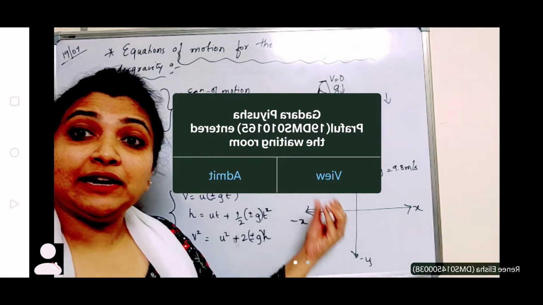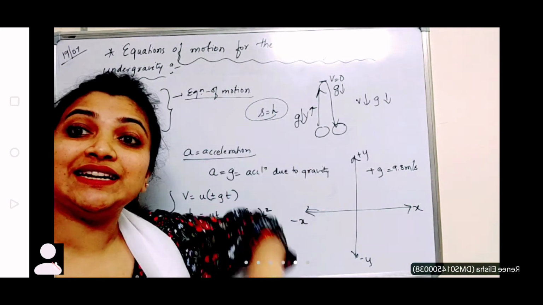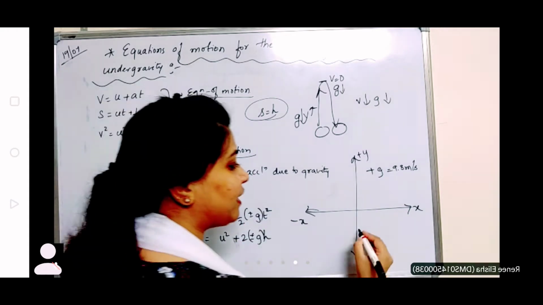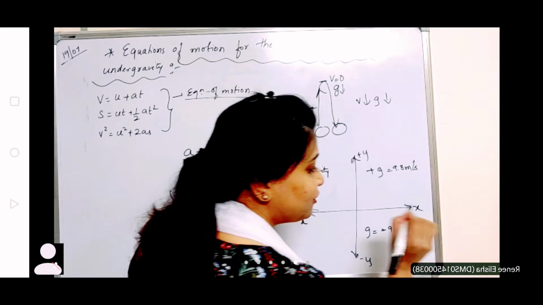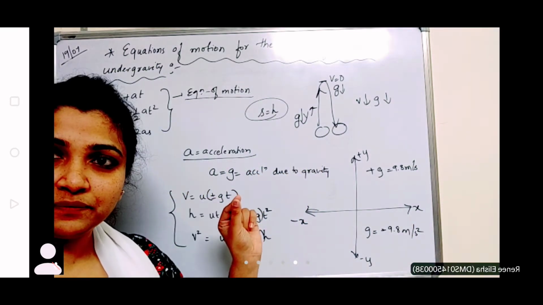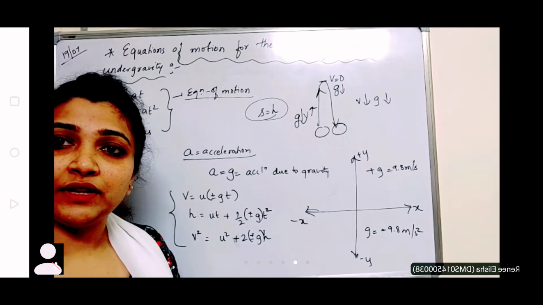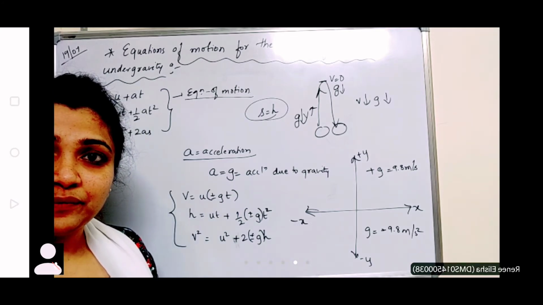But when it's coming down, the acceleration due to gravity is increasing, but in the downward direction, it is negative, right? That is the negative direction. g is equal to minus 9.8 meters per second square. Am I clear, children? Understood? No doubts now? Clear?